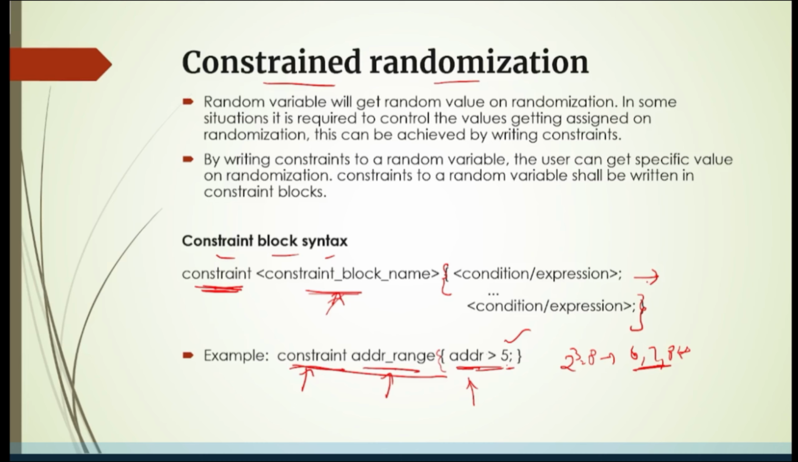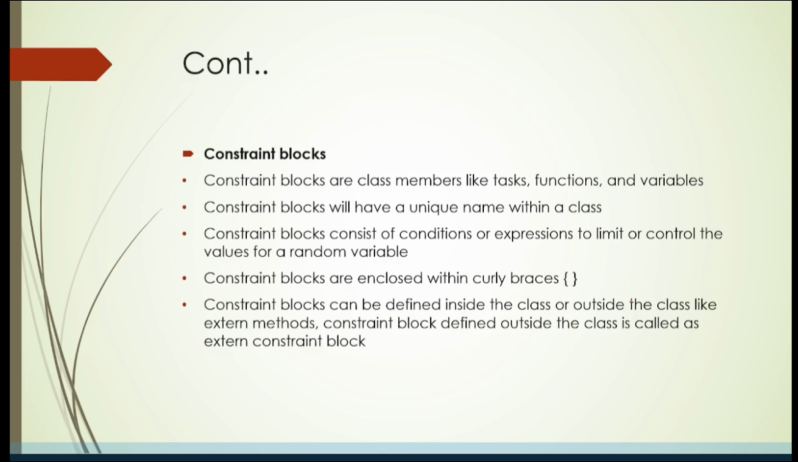Constraint randomization means putting a limitation on your particular random values. If you have some specific values in mind and want to randomize only those specific values, you will be using constraints. So this is about constraints.